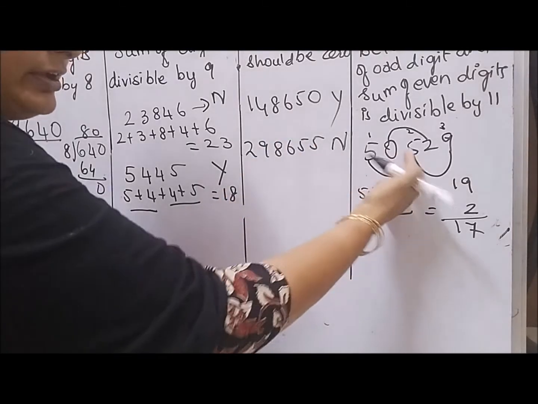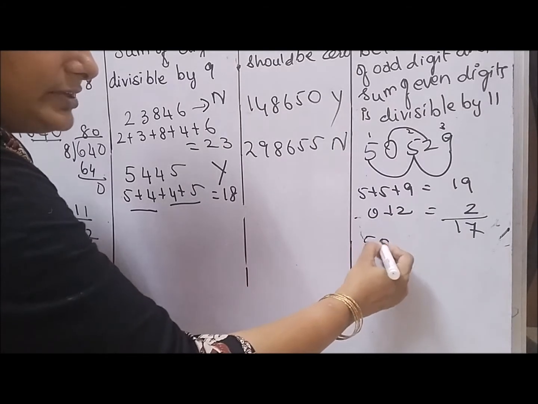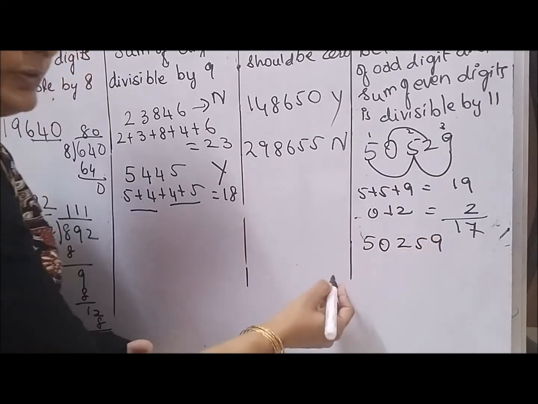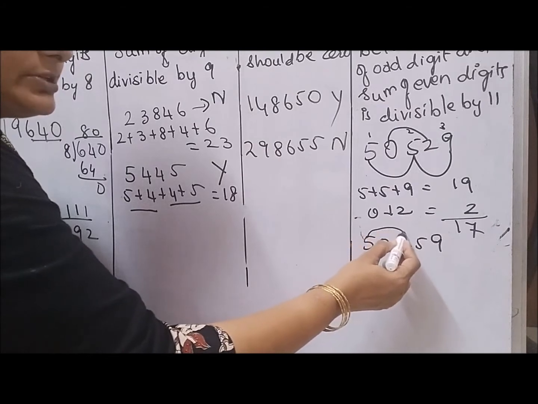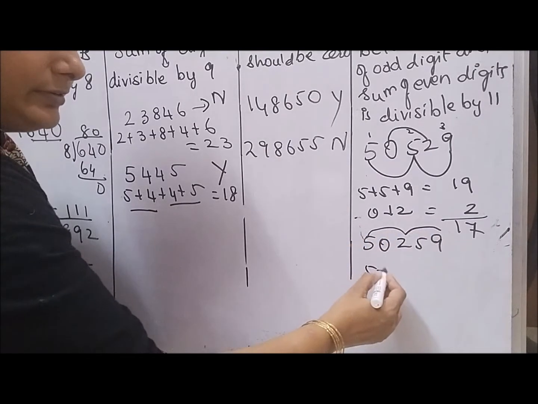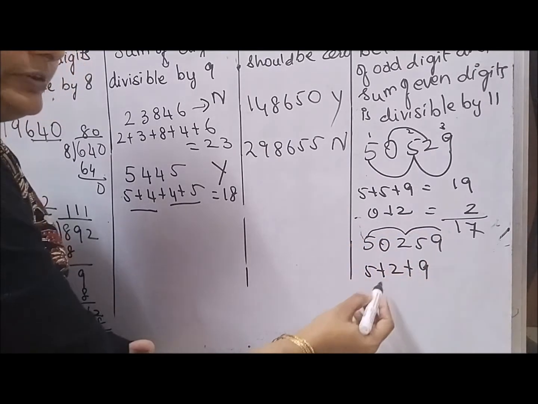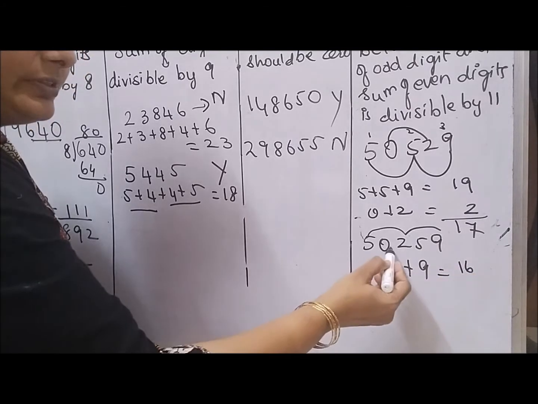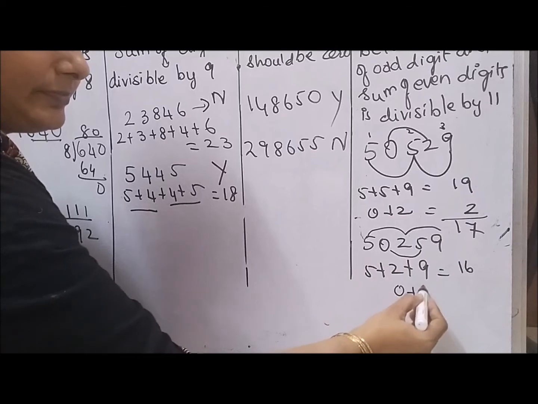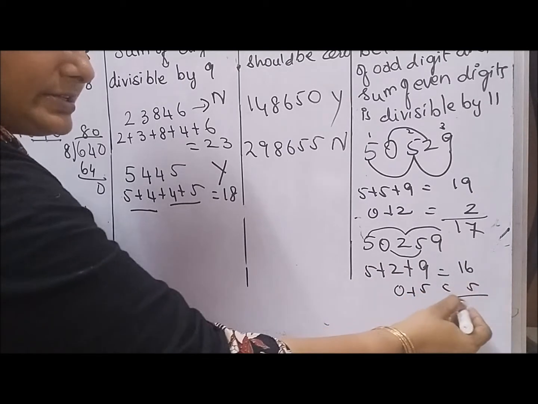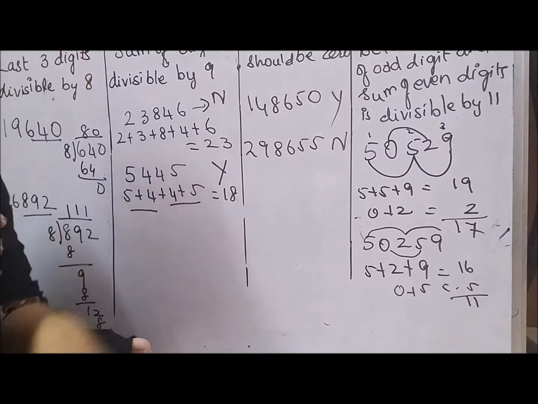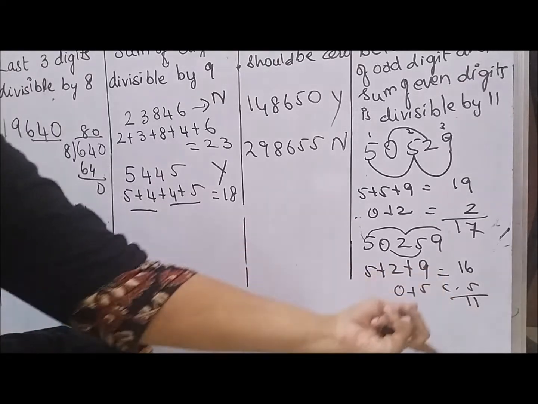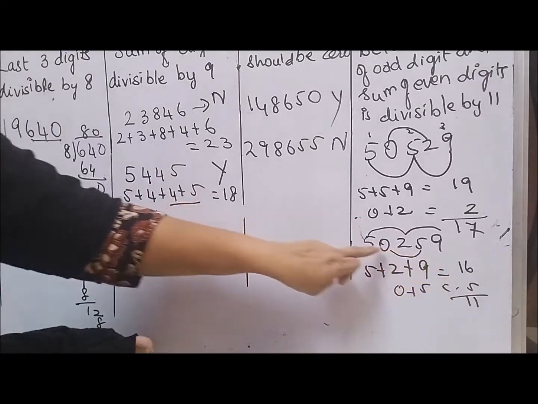Same way, if I just interchange the digits, 50259. So it's like 5 plus 2 plus 9 will be 7 plus 9, 16. Then 0 plus 5 is 5. Subtract, 11. 11 is divisible by 11. So this number is divisible by 11.